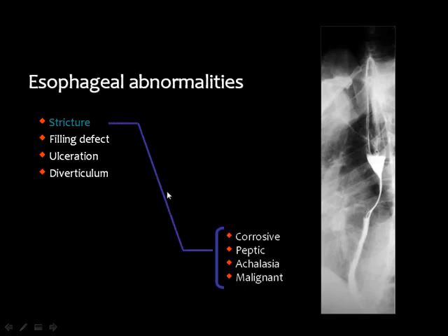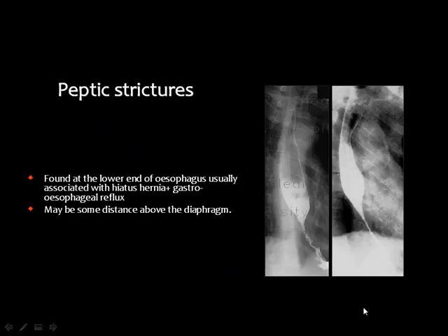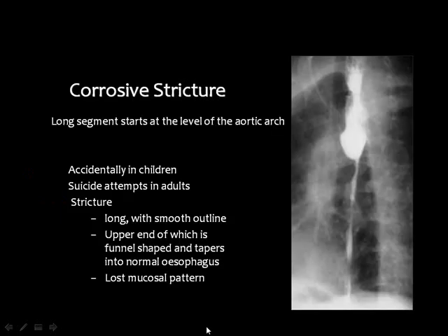Concerning the four main items we have discussed before, the stricture, filling defect, ulcer, and diverticulum, in the esophagus we have four types of strictures. The first one is the corrosive stricture, then the peptic stricture, the stricture due to achalasia, and the stricture due to malignancy. This is an example of peptic stricture, which is usually of benign nature, showing the classic rat tail configuration, and is located mainly in the distal part of the esophagus. This stricture is secondary to gastroesophageal reflux and peptic esophagitis, which will end by narrowing of the lumen, and you have this characteristic site and appearance of the peptic stricture.